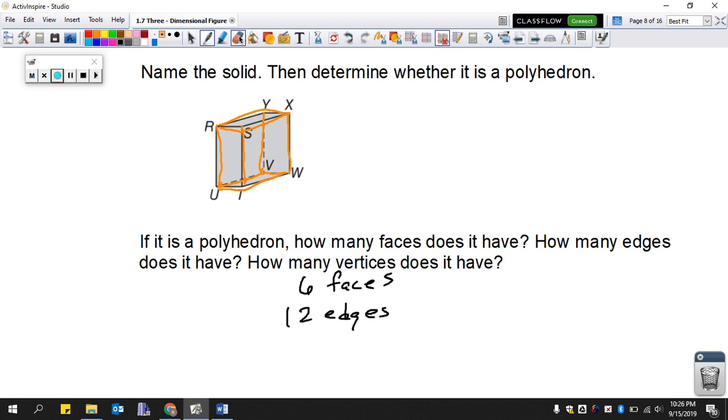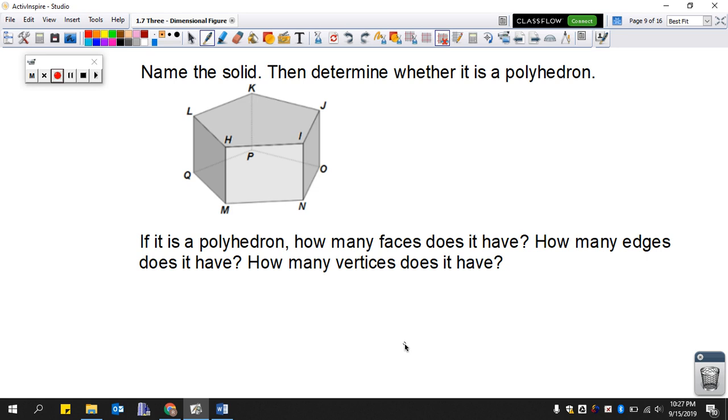All right. And how many vertices does it have? Well, it has 1, 2, 3, 4, 5, 6, 7, 8. So it has 8 vertices. All right.